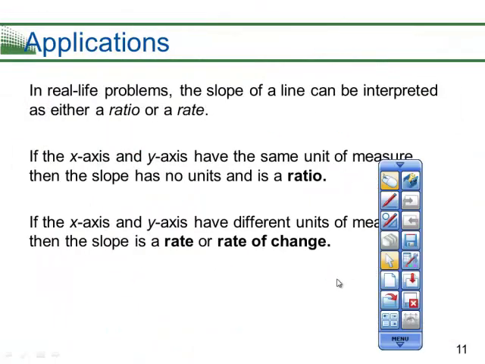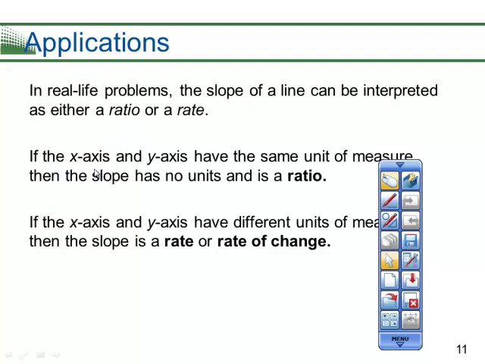Okay, some applications, real-life problems. This actually has a ton of application because anytime there's a rate of change, we can use slope. A huge part of calculus is rate of change. The definition of derivative involves slope. Definition of derivative really is slope. The biggest part of Calc 1 that you learn about is slope.